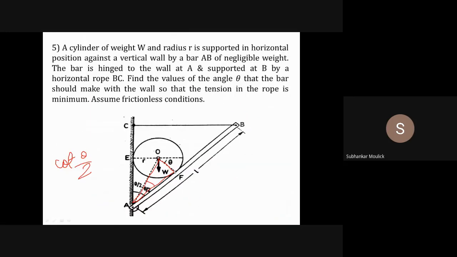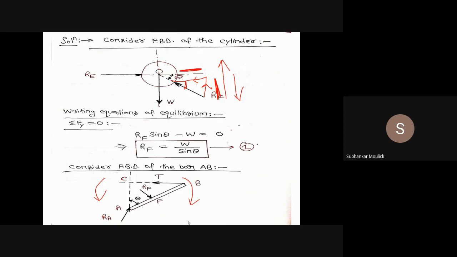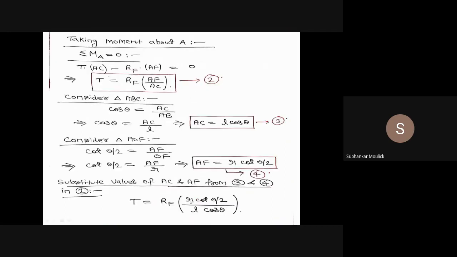What is OF? Can you tell me the value of OF from the diagram? OF is nothing but the radius of the circle. That means 600, that is nothing but the radius of the circle, that is small r.